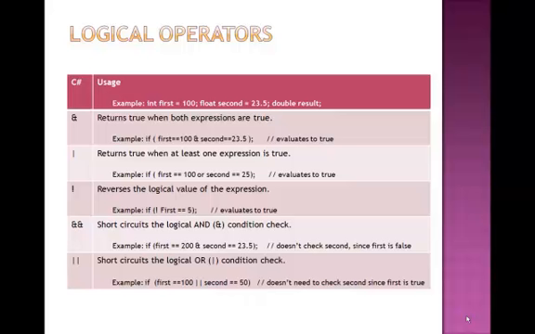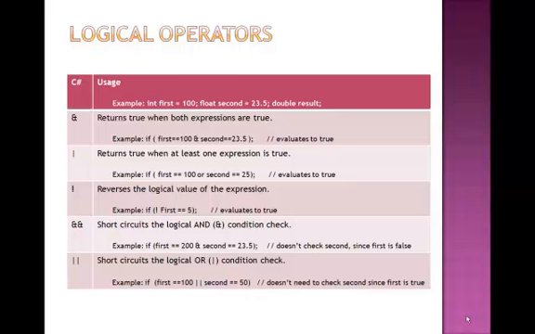Let's start with an example. Let's assume that we have an integer variable called first, and it is 100, and we have a float variable called second, and it is 23.5. The first logical operator is an AND operator. It returns true if both expressions are true, and it evaluates to false otherwise. And it is represented by an ampersand in C#.